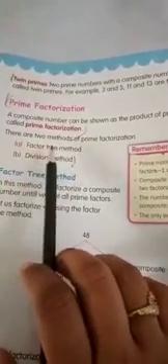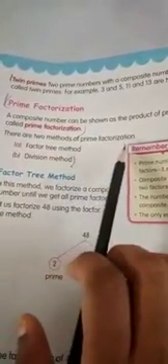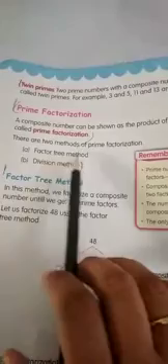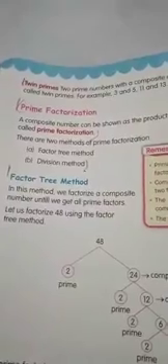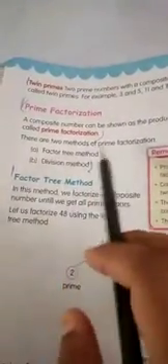So there are two methods of prime factorization. The first method is the factor tree method and the second method is the division method.